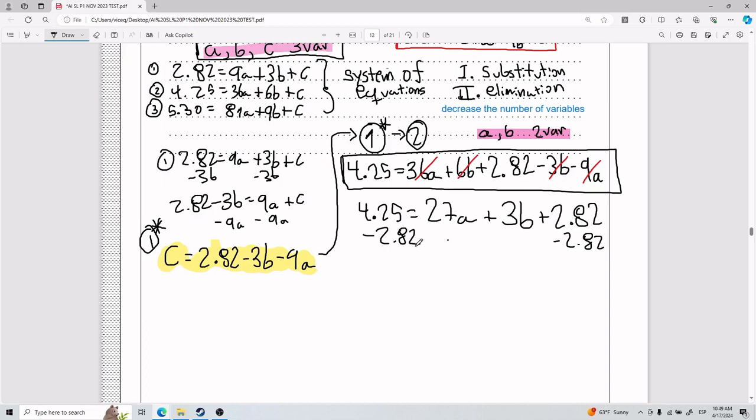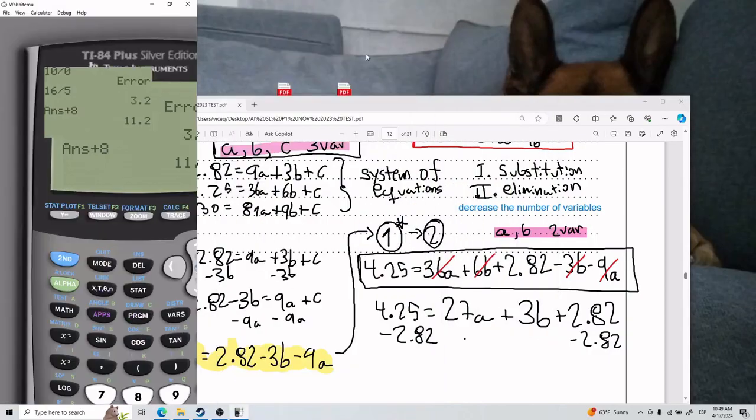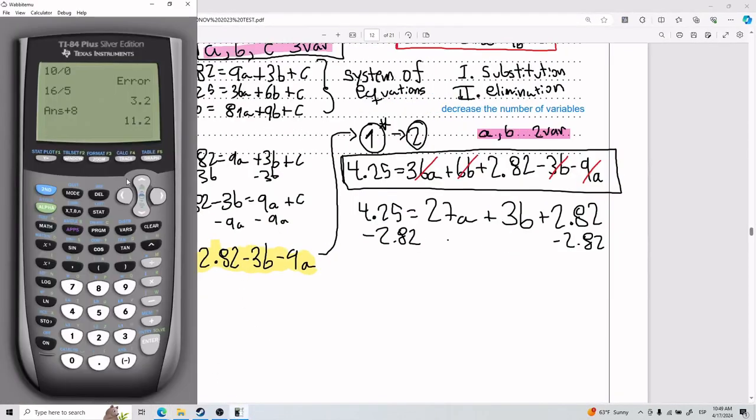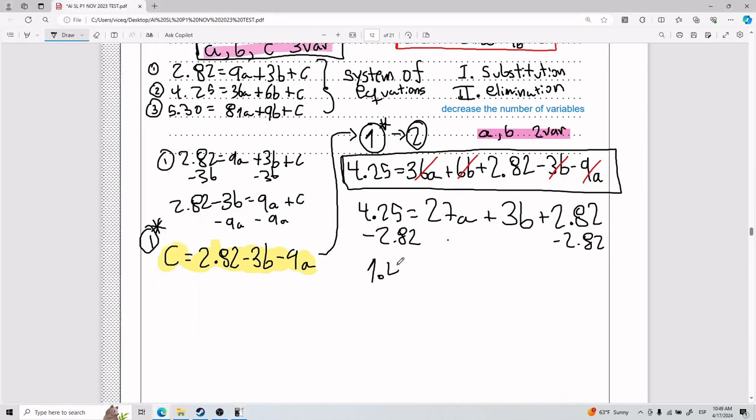That is a decimal that no one wants to calculate, so I'm going to pull up my graphing calculator. There it is. I'm going to do 4.25 minus 2.82, which is 1.43. So 1.43 = 27A + 3B. To keep getting B alone, you have to do minus 27A because there's a plus next to it.